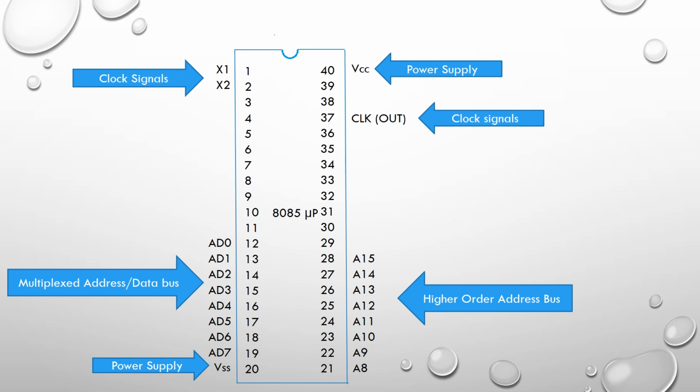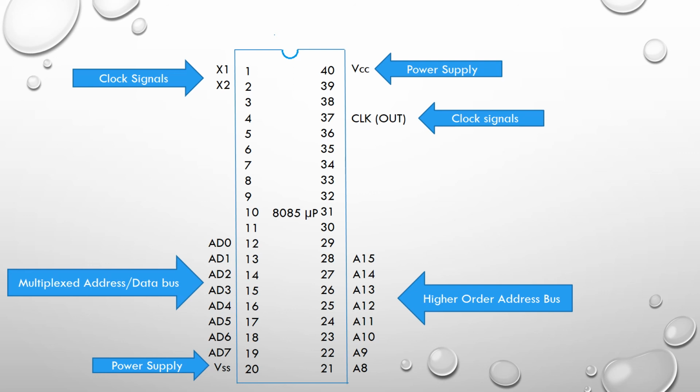Crystal and operating frequency can be asked in fill-ups. The crystal is connected to provide the proper frequency for the operation. Clock out signal is a system clock present inside the processor but used by the peripherals for operation. Clock out will always be half the crystal frequency, that is 3 megahertz. Next, multiplexed address and data bus. AD0 to AD7, that is pin number 12 to 19, is occupied by the multiplexed address and data bus. They are used both as the lower order address bus as well as the data bus.